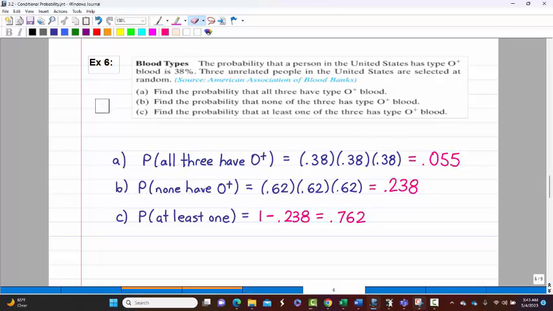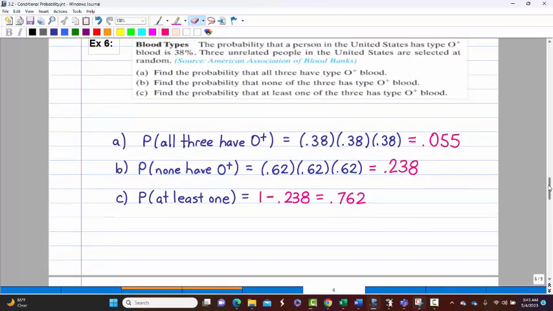So anyway, what is the probability that all 3 of them have O positive? They mentioned unrelated because obviously that would be dependent on whether they were related or not. Unrelated means independent probabilities. 0.38 times 0.38 times 0.38, right in the calculator, no problem. I don't think I need to insult your intelligence by actually multiplying those in the calculator.